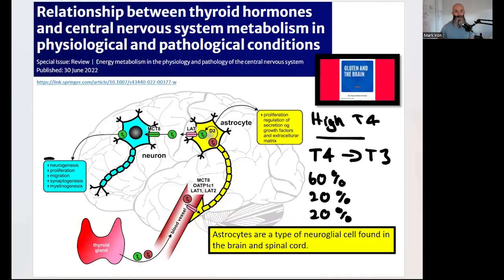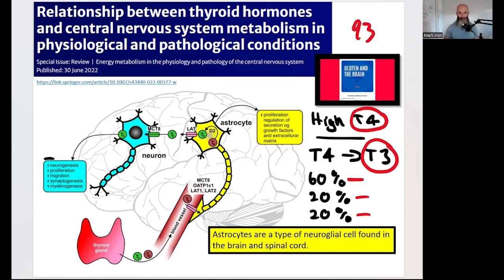And look at this research paper right here, June 22. Relationship between thyroid hormones, central nervous system, metabolism in psychological, so stress, mental stress, and pathological conditions, disease. So we have to get this in the butter zone. Interesting thing about thyroid hormone is that you make the bulk of it, called T4, about 93% comes out of the thyroid as T4, and we have to convert it from T4, which is like crude oil, to the active form, which is T3. 60% in the liver, 20 in the gut, and 20 in the rest of your body there.